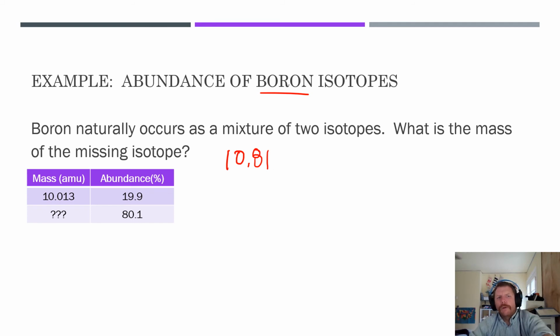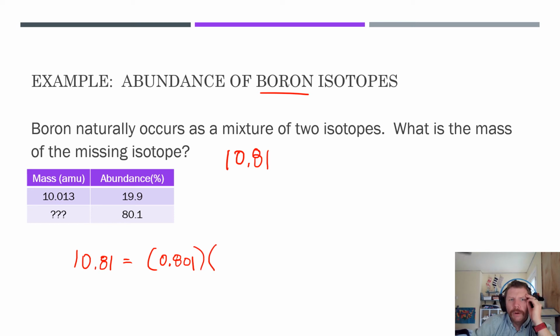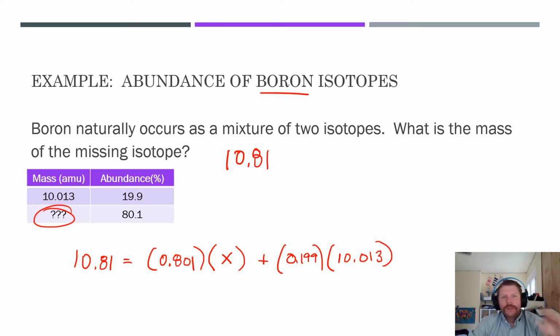Okay, now what this tells us is we've got 10.81 is equal to 0.801, our percentage, times our mass, which is x, because we don't know that, plus our percentage, 0.199, times 10.013. Okay, so now to solve this, it seems like it might be a little bit tricky, but we're going to work through the entire process.